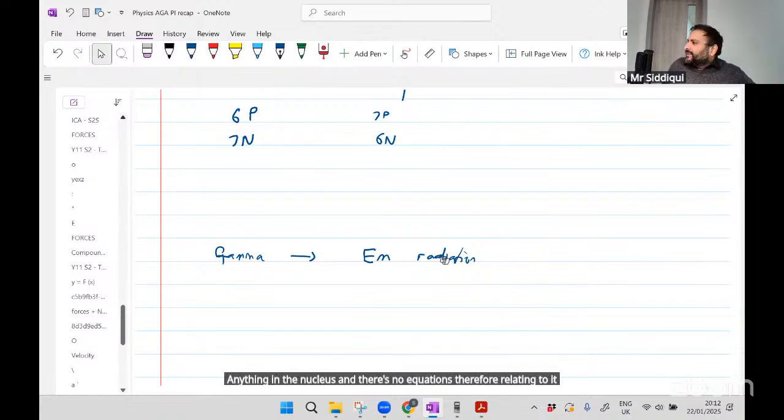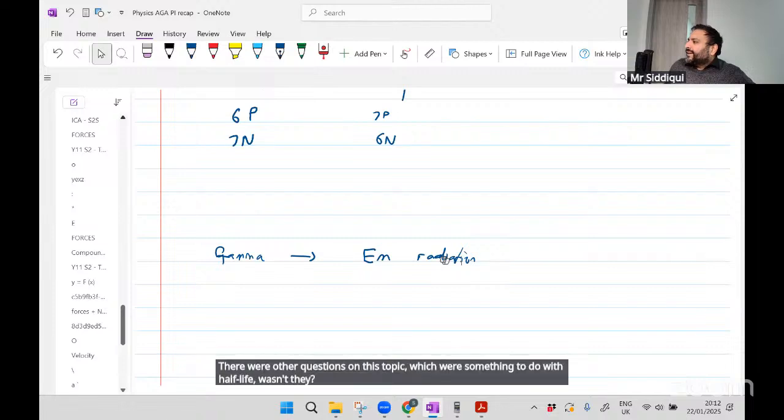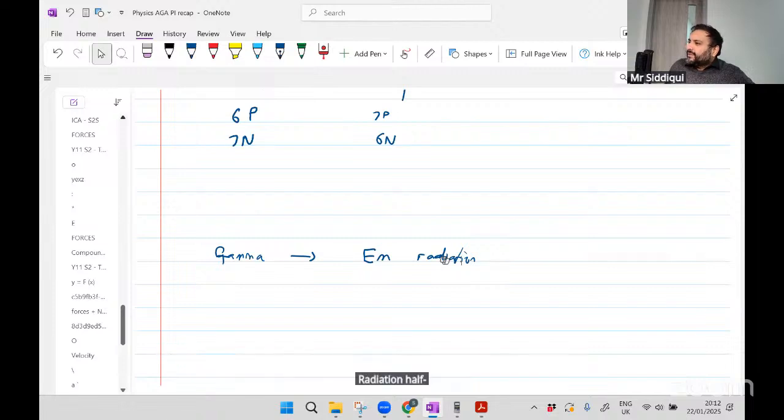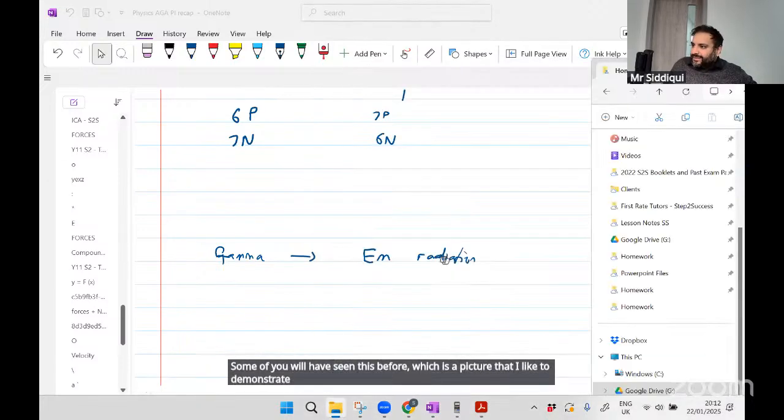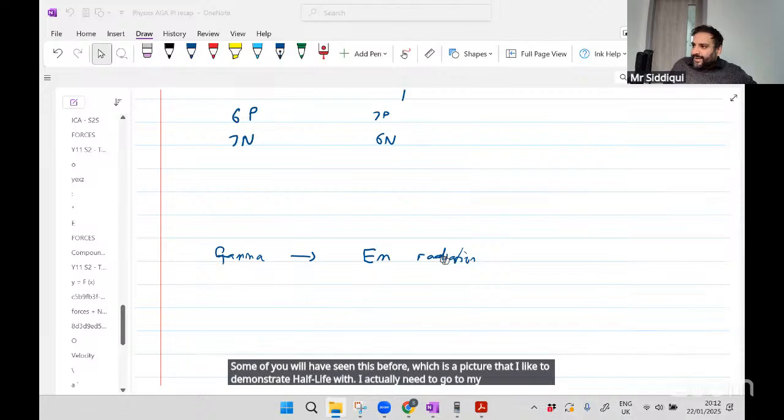There were other questions on this topic, something to do with half-life, wasn't there? Radiation half-lives, equation of atomic structure. Right. To explain half-life, some of you will have seen this before, there's a picture that I like to demonstrate half-life with. I actually need to go to my correct notes to get hold of this.